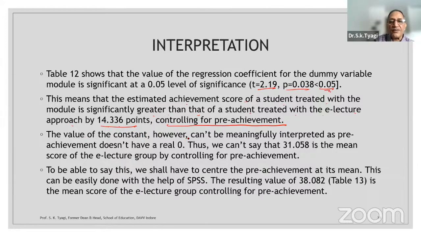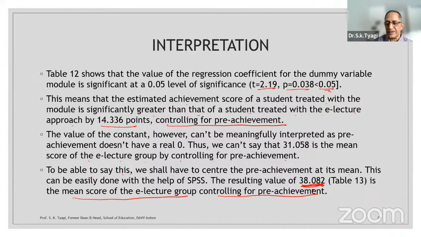The value of the constant, however, cannot be meaningfully interpreted as pre-achievement does not have a 0. Thus, we cannot say that 31.058 is the mean score of the e-lecture group controlling for pre-achievement. To be able to say this, we shall have to center the pre-achievement at its mean. This can be done with the help of SPSS. The resulting value of 38.082 is the mean score of the e-lecture group controlling for achievement. Now we have interpreted this.